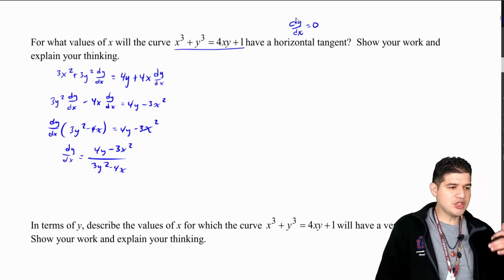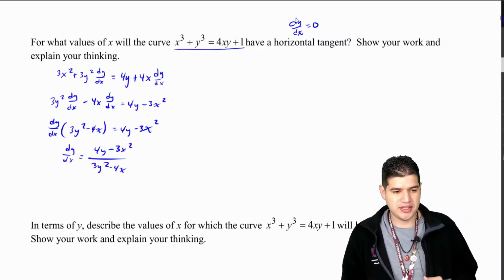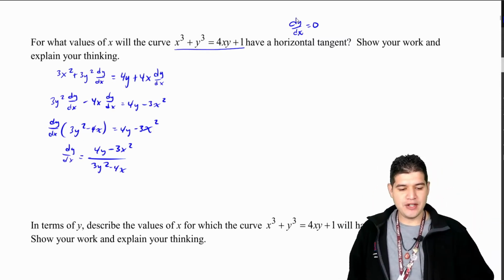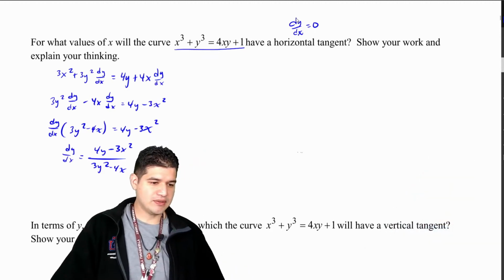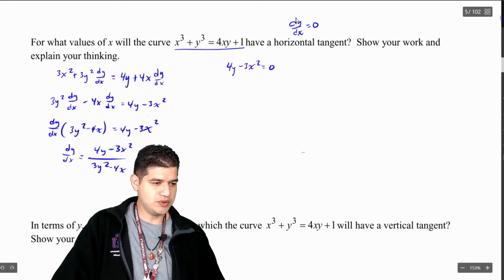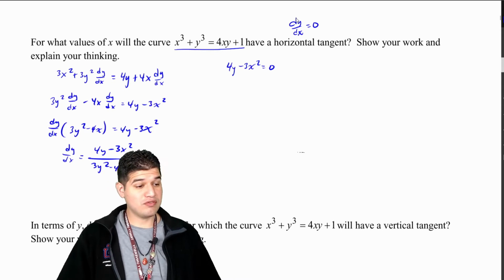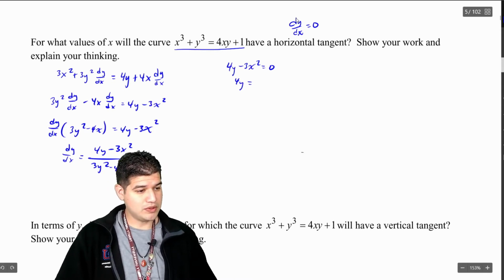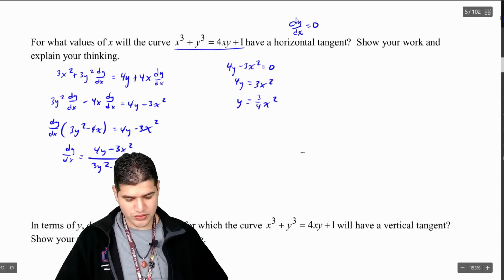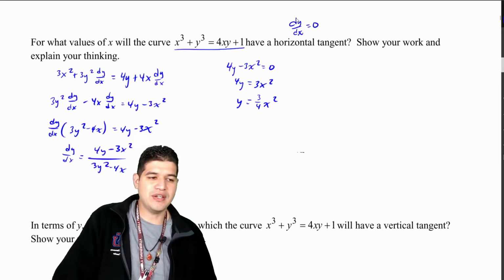Now I want to say, okay, where does this have a horizontal tangent? So I'm going to set this entire thing equal to 0, which is really just setting the numerator 4y minus 3x squared equal to 0. Then I'm going to solve for y. So 4y equals 3x squared, and y is going to be 3/4 x squared, or 3x squared over 4.